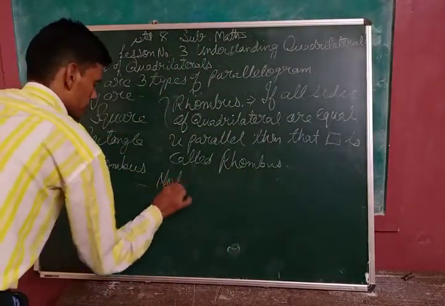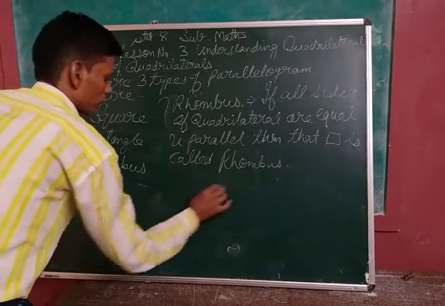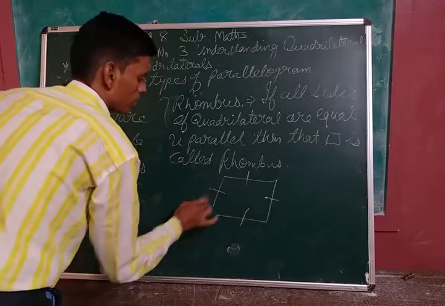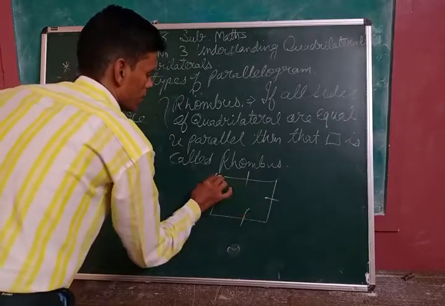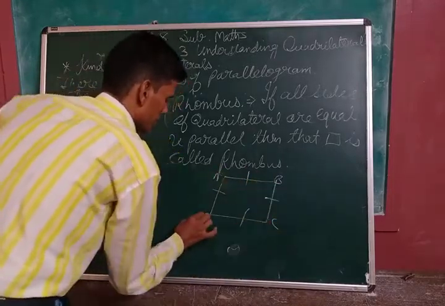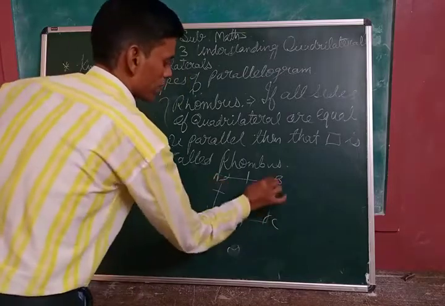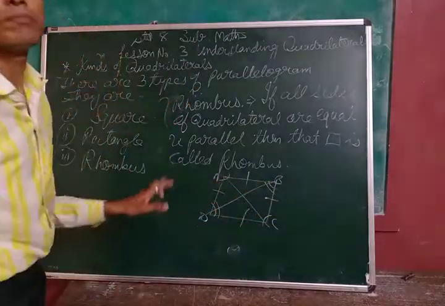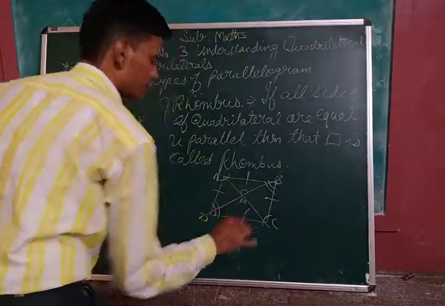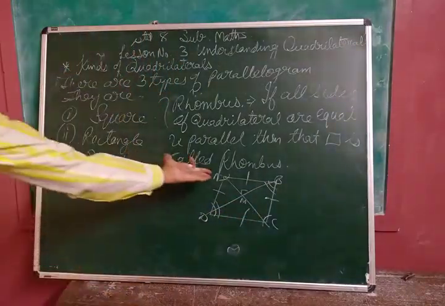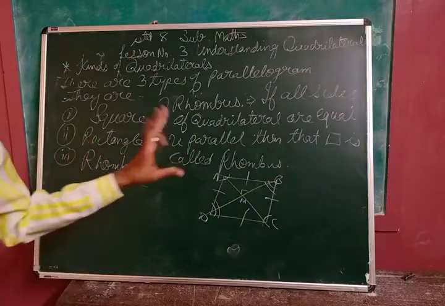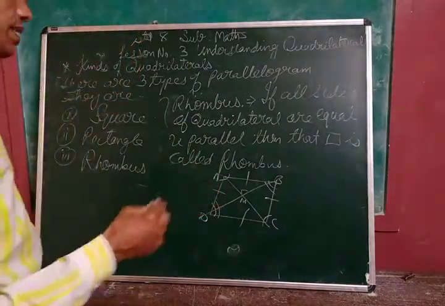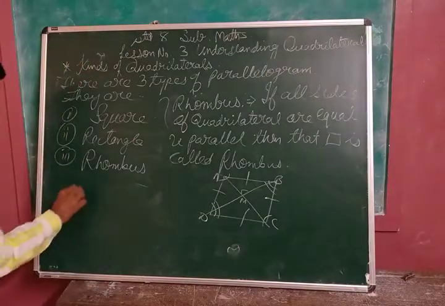Note. Here example of rhombus. See. All sides are equal. Suppose 4, 4, 4. A, B, C, D. Opposite angles are equal. These diagonals, both diagonals intersect and bisect each other at 90 degree. But opposite angles are not 90. All angles are not 90. Here in rhombus, both diagonals may not be equal. Is that clear?